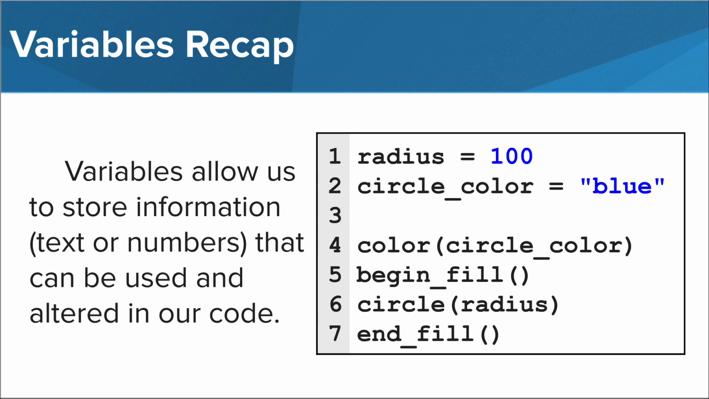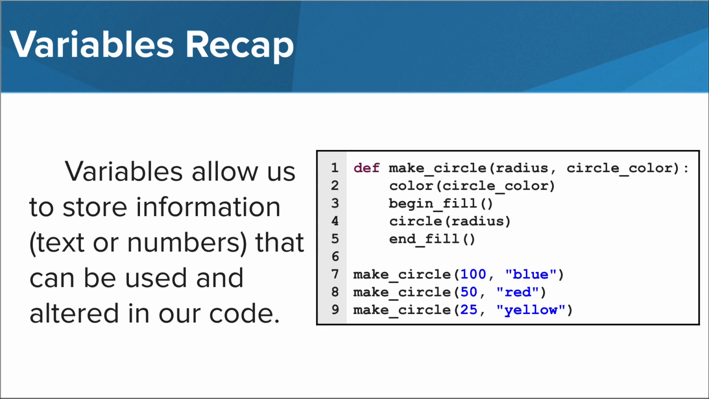A while back, we learned about variables, which allow us to store information that we can use inside our programs. In this example, we can see that we have a variable radius, which stores the integer value 100 that is being used to control the size of the circle being drawn, and another variable, circle color, which we're using to set the color of the circle.